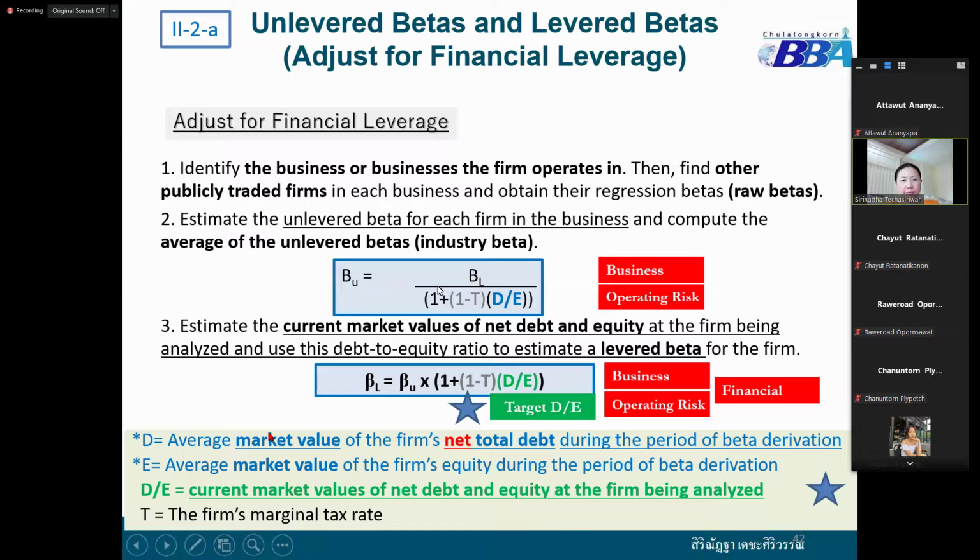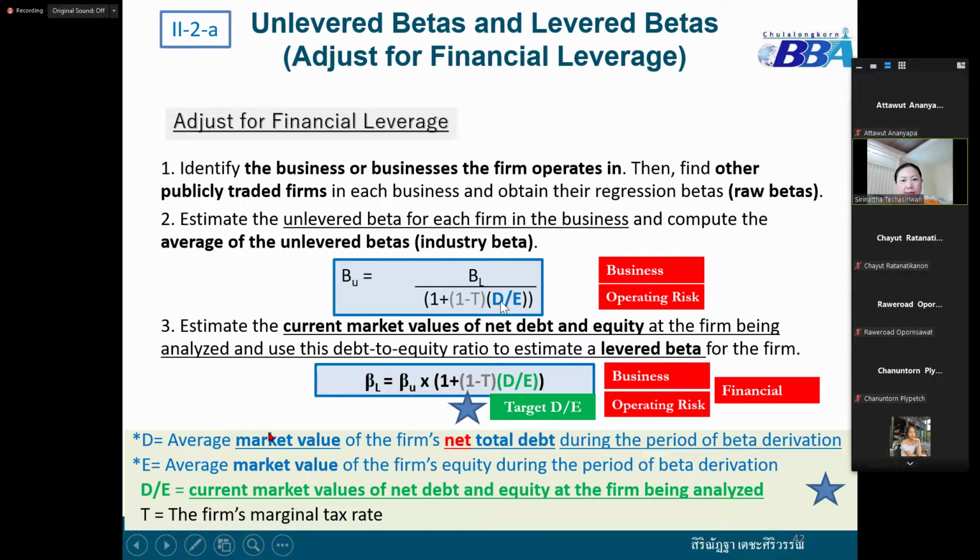This is the levered beta of the comparable firm. But since the comparable firm might have different capital structure, different level of debt compared to the firm that we analyze, we take out the impact of financial leverage from this levered beta of the comparable firm by using this formula. So we divide the levered beta by 1 plus debt to equity. Debt to equity is the source of financial risk.